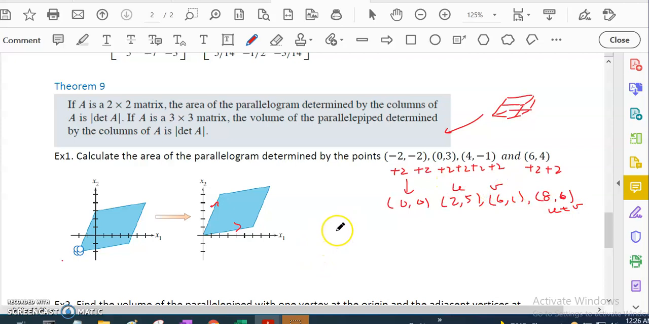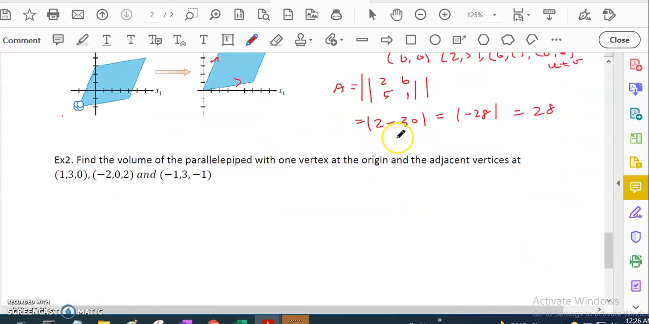Then the area would equal having these two vectors as columns of a matrix, 2, 5, 6, 1, and then doing the determinant. That would be 2 minus 30, the absolute value of 2 minus 30. I should say the absolute value of the determinant of this. So that would be the absolute value of negative 28. Area is always positive, so it's 28, whatever units they have.